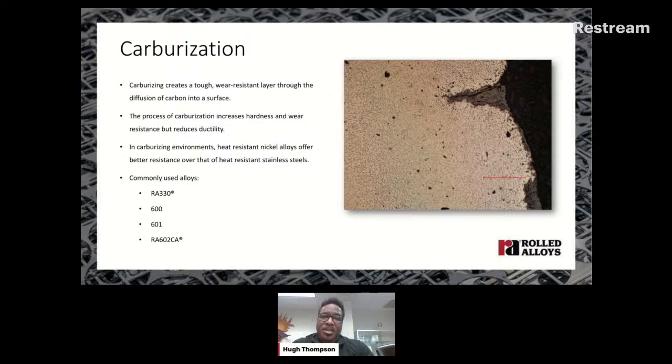So the next factor to consider is if you're going to be operating in a carburizing environment. Carburizing creates a tough, wear-resistant layer through the diffusion of carbon into the surface of the microstructure. The process of carburization increases the hardness and wear resistance, but it often reduces the ductility of the material. In carburizing environments, heat-resistant nickel alloys are often better at resisting than heat-resistant stainless steels. Some commonly used alloys are going to be Ra330, 600, 601, and Ra602Ca.